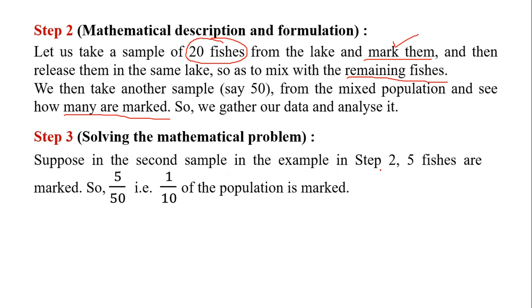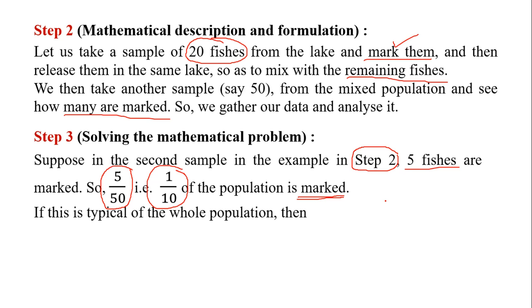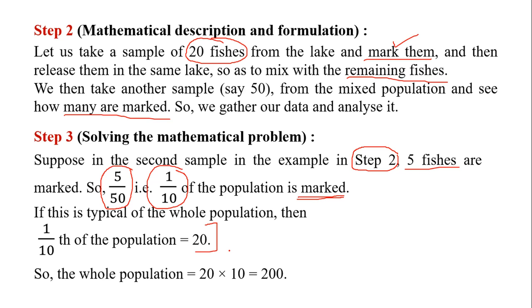Suppose in the second sample, in the example in step 2, 5 fishes are marked. So our fraction is 5 by 50, that is 1 by 10 of the population is marked. So 1 by 10 of the population is marked, and that is 20. If this is typical of the whole population, then 1 by 10 of the whole population equals 20. So the whole population will be 20 into 10, that is 200. So this is the estimation. This is step number 3.